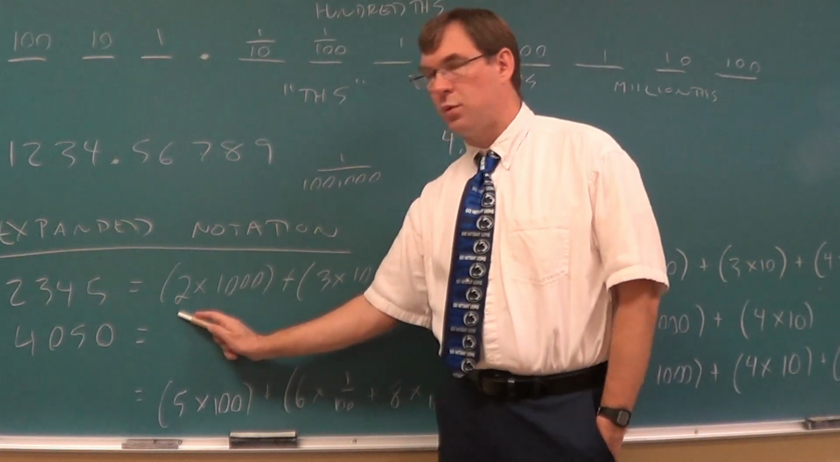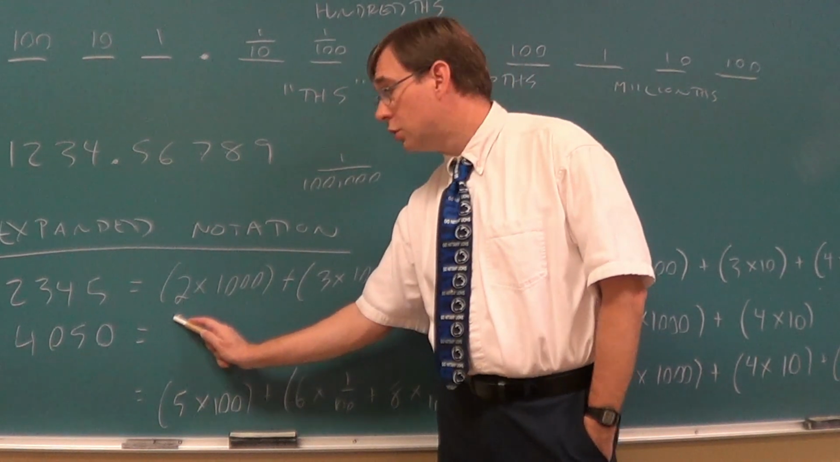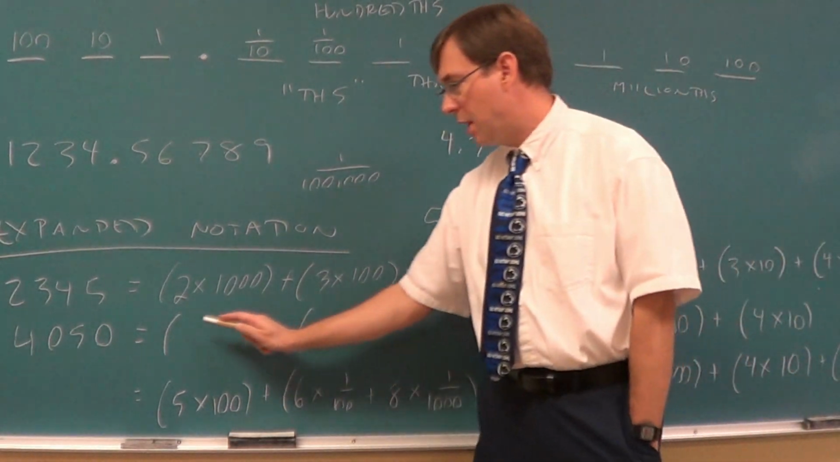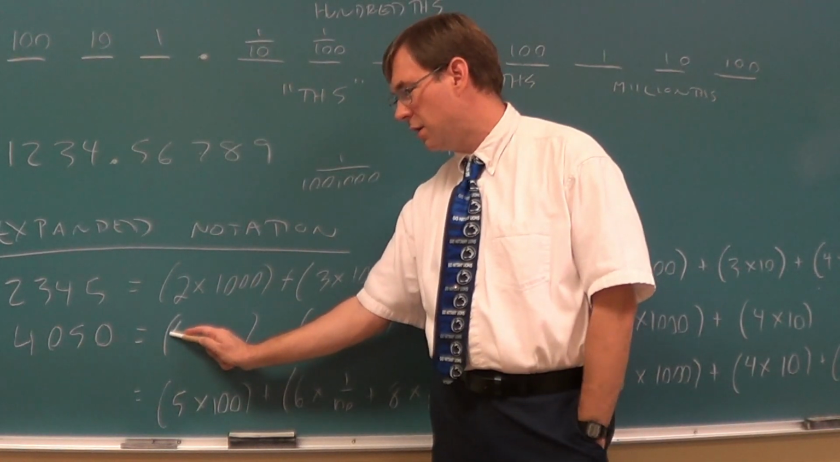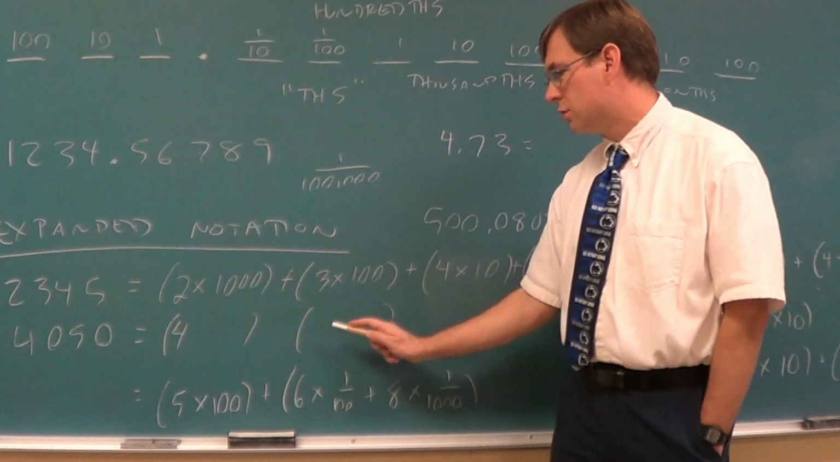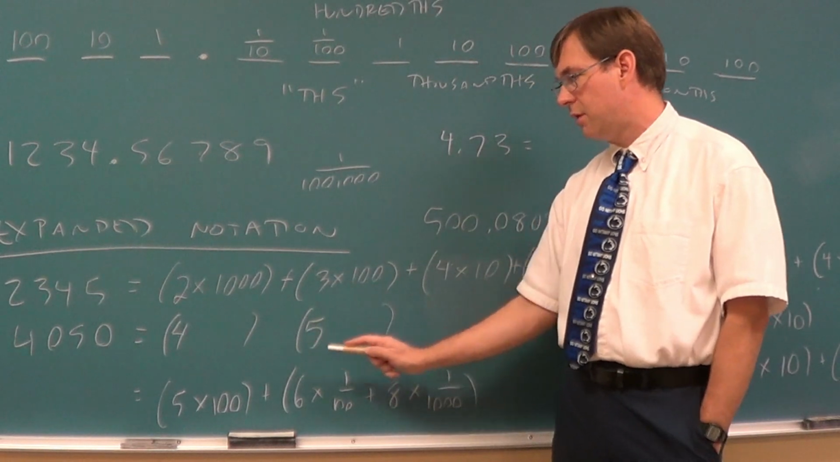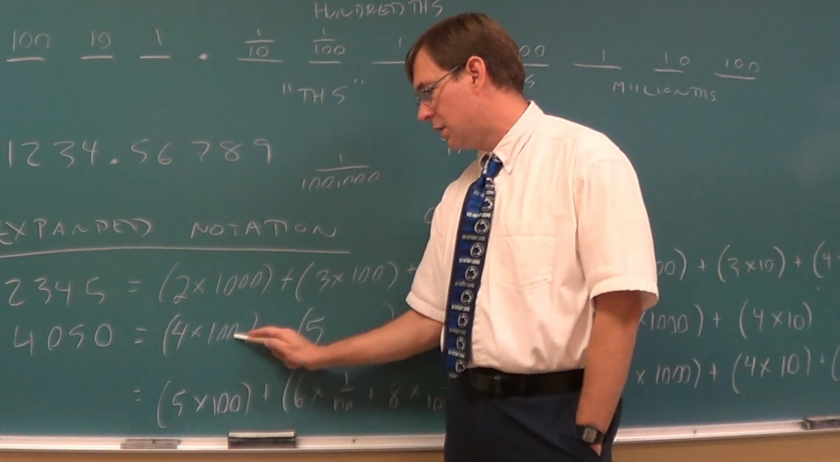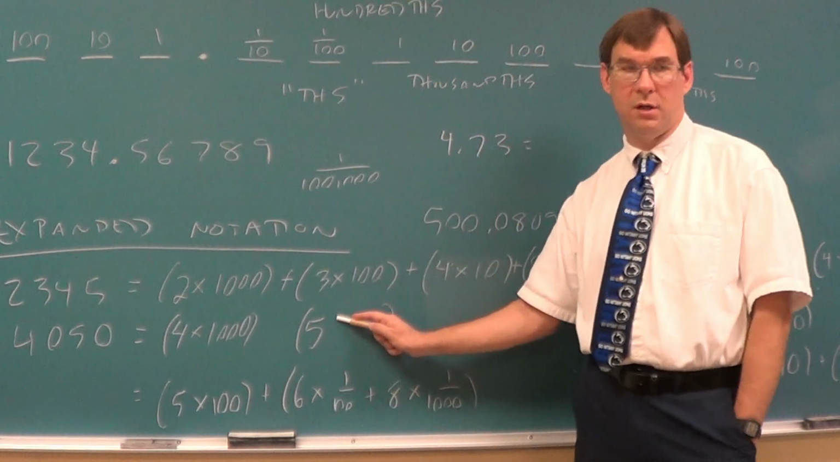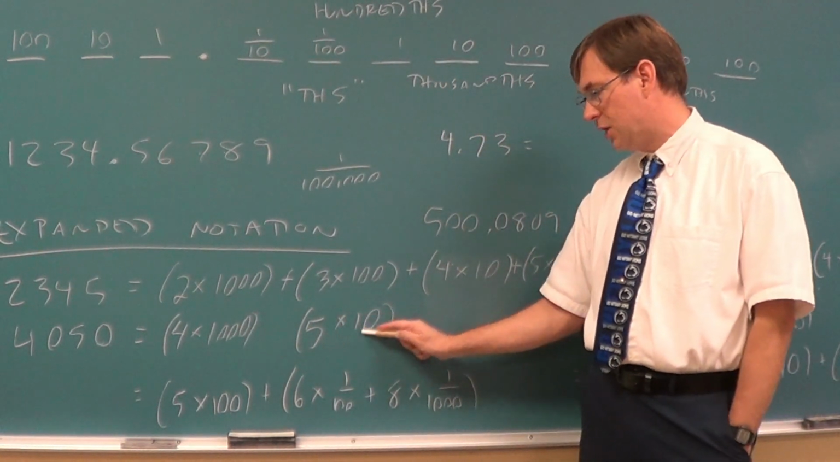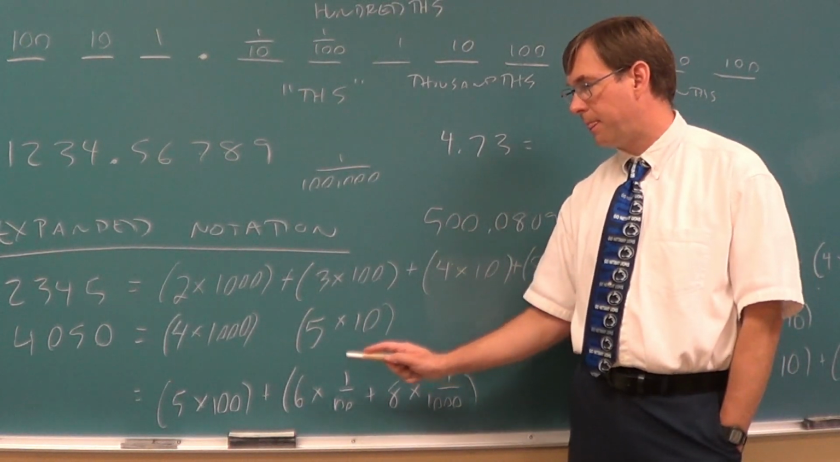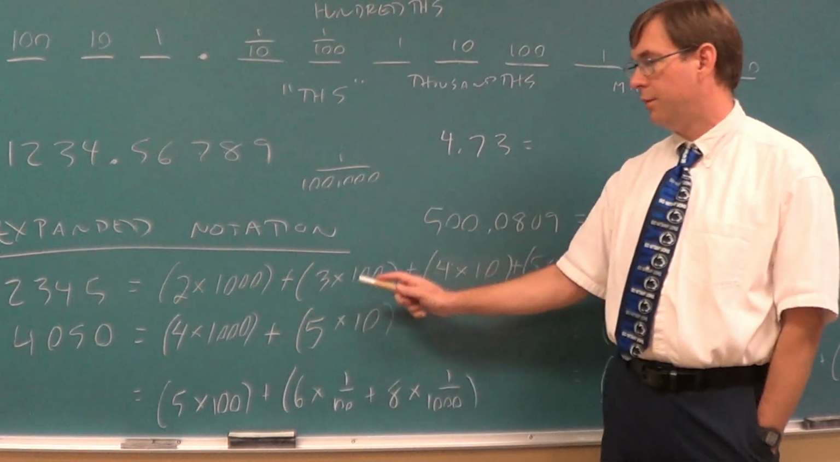4,050. How many groups would I need to create? 2. Why 2? Zeros don't get parentheses. So who's running the first group? 4. Who's running the second? 5. What's 4 going to do? Times 1,000 in the thousands place. What's 5 going to do? Times 10 for the tens place. And what one little thing am I missing? A plus sign to join.